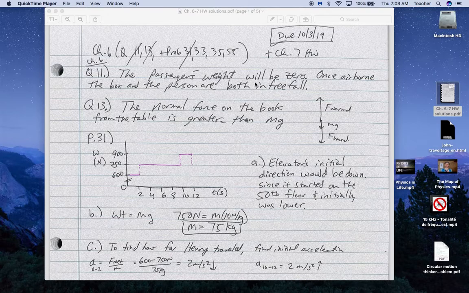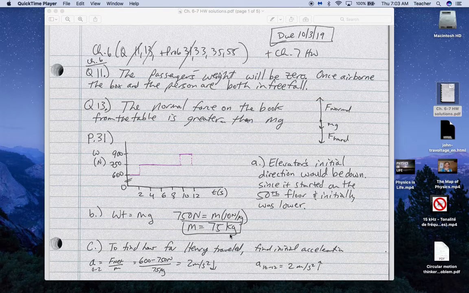For problem 31, we've got an elevator and it's on the 50th floor, and your first thing is to determine whether the elevator is initially going up or down. Well, you know that an elevator is going to accelerate at the beginning of its trip and at the end of its trip, and the middle will be going at pretty constant speed. So that constant speed lets us figure out that the person's weight or the gravitational force on them is 750 newtons, meaning they're about 75 kilograms.